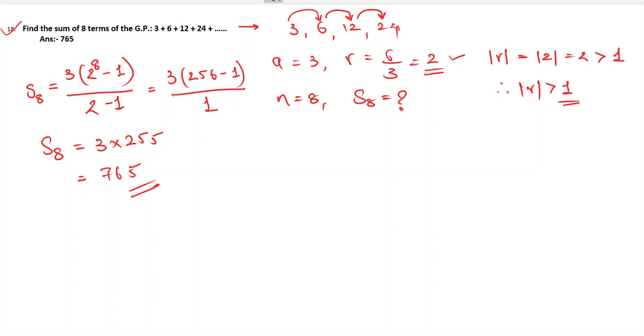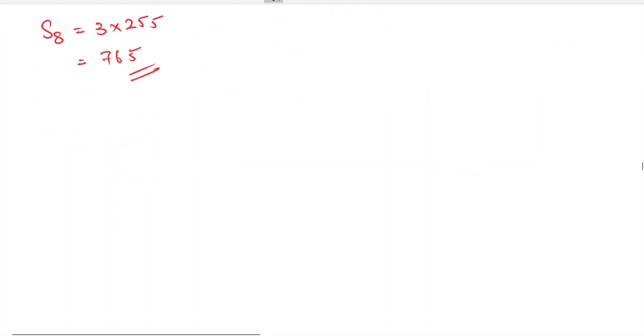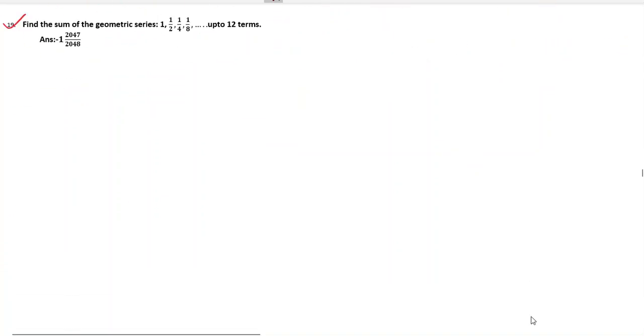Right? So very easy. This question was very easy, very simple. Now you have understood the concept of finding sum of n terms of a GP. Let's go to the next question. Find the sum of the geometric series 1, 1 by 2, 1 by 4, 1 by 8 up to 12 terms. Same thing. First, a is 1. Then r will be second term divided by first term, which is 1 by 2.